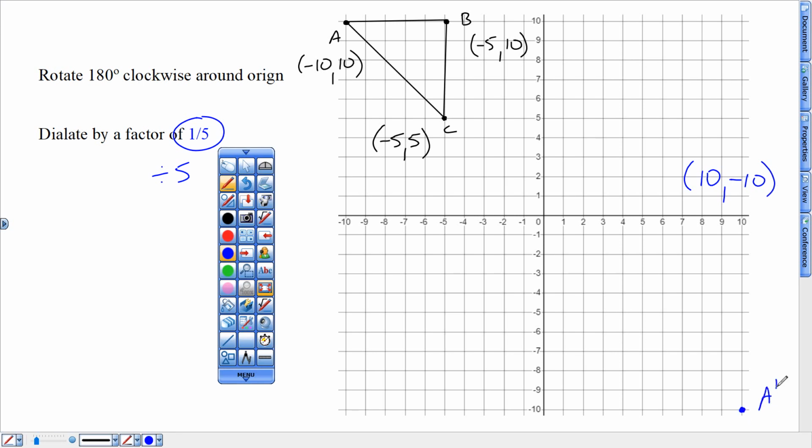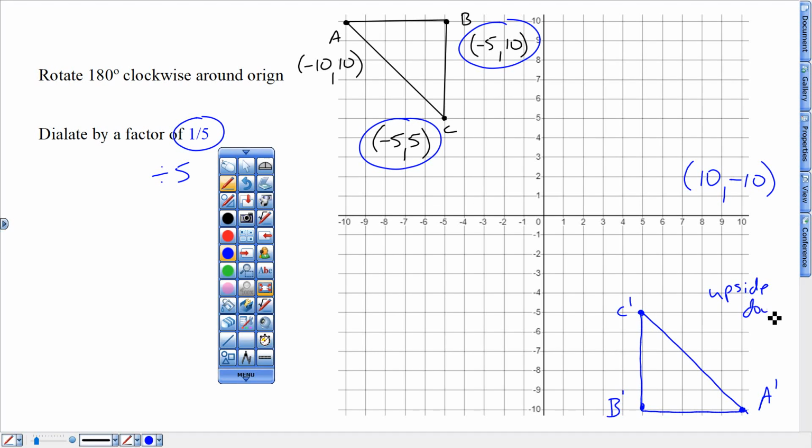This 5, negative 5, that becomes 5, negative 5. That's going to be C prime. And then when I do this one, opposite becomes 5, negative 10. That's going to be B prime. So that's after the rotation. You could see it's upside down.